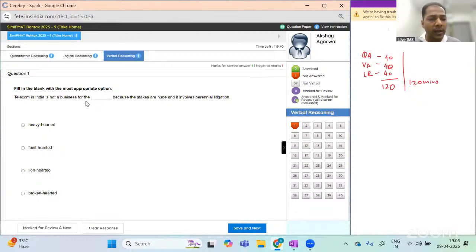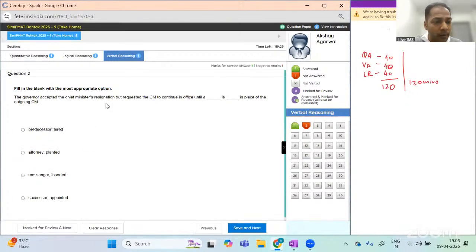Telecom in India is not a business for the faint-hearted. Basically, that means delicate or something like that. The stakes are huge in this. The governor accepted the chief minister's resignation, but requested the CM to continue in office until a successor is in place of the outgoing CM, until a successor is appointed.